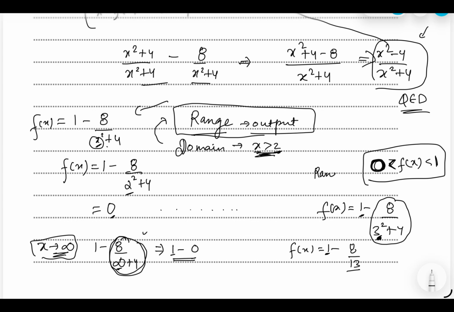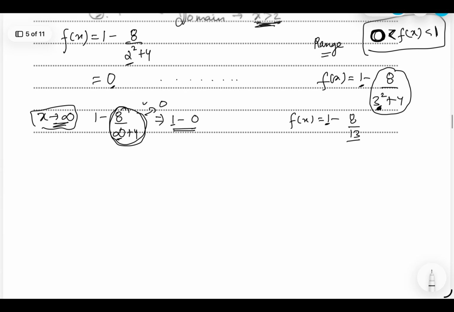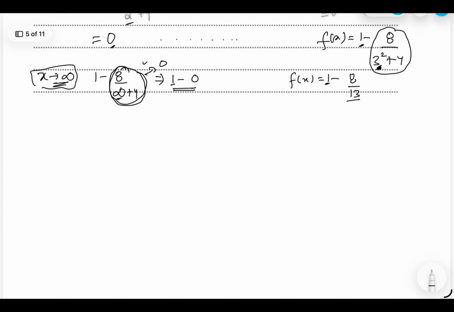Sir, why does the value become infinity? Okay, let's talk about it. Why does the value become infinity and why does the answer become 0? Okay, now tell me one thing. Let us talk about this. If I put 1 upon 100, what is the answer? 0.1 and 0.01.